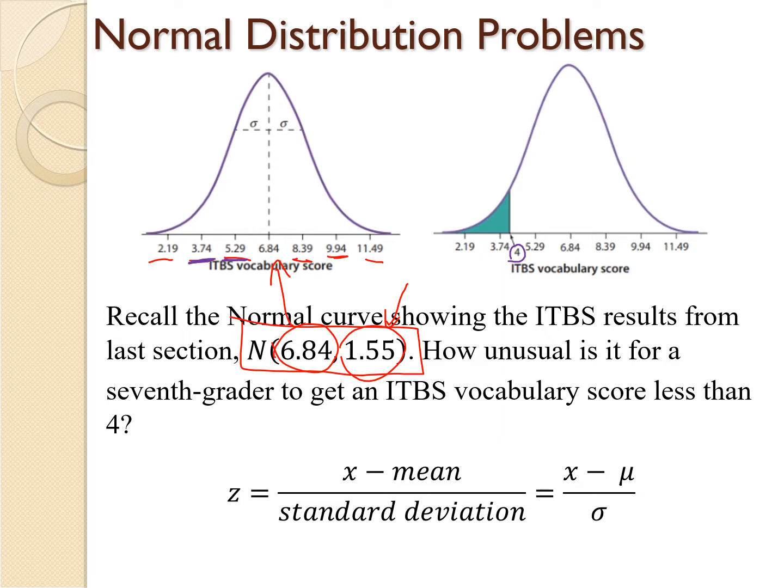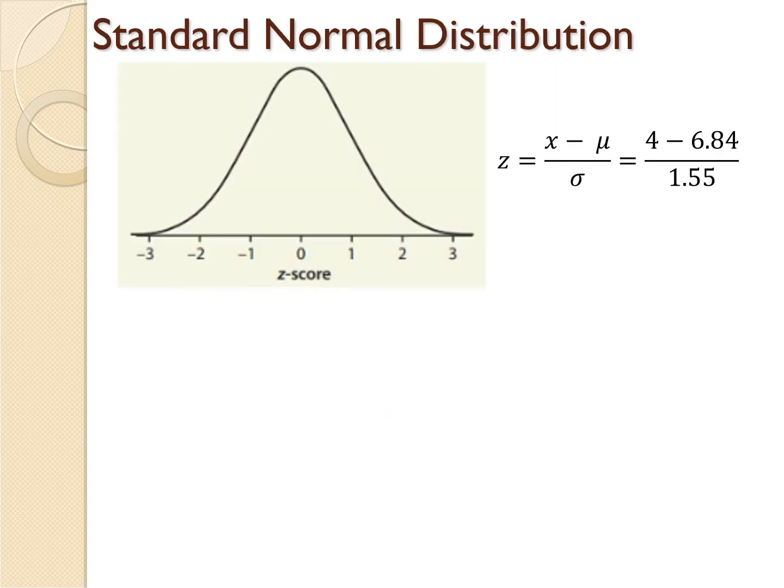As a reminder, a z-score tells us how far a data point is from the mean measured in standard deviations. So we're going to take our data point, that 4, we subtract the mean of 6.84, and then that difference gets divided by the standard deviation of 1.55. So here we can see it with all those numbers filled in, and if we do the calculation, we get a z-score of negative 1.83.